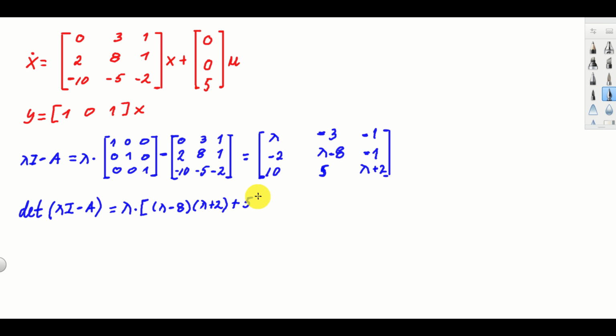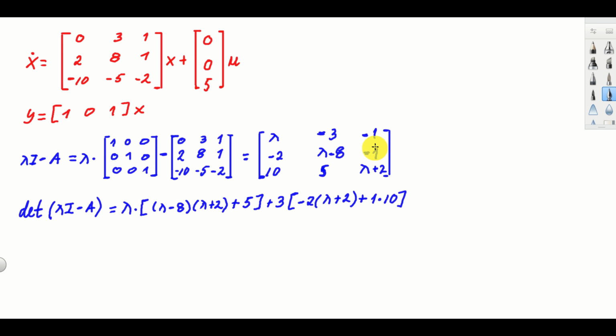Next, let me just correct this. Next, we need to use this entry. Now, the formula is minus multiplying this entry, so we will have plus 3, since minus multiplying minus is plus, and inside we will have this entry multiplying this entry, so we will have minus 2 multiplying lambda plus 2, and then we will have minus this entry multiplying this entry. Since minus and minus produce plus, we will have plus 1 multiplying 10.